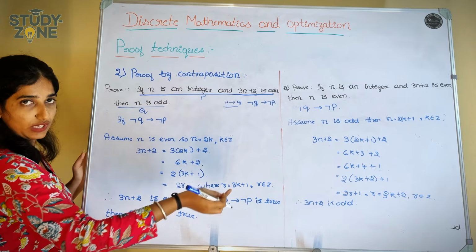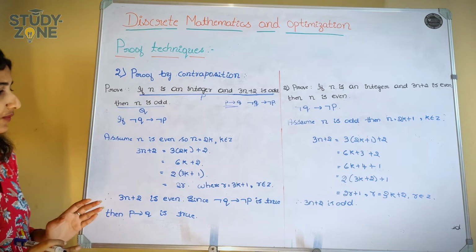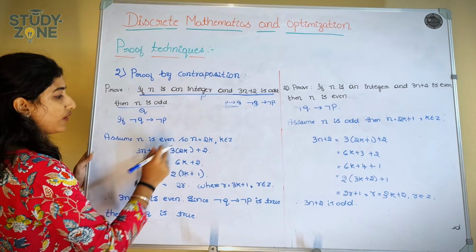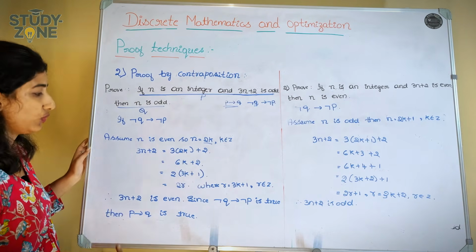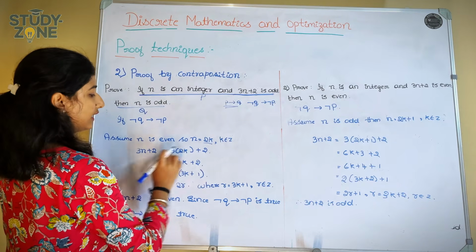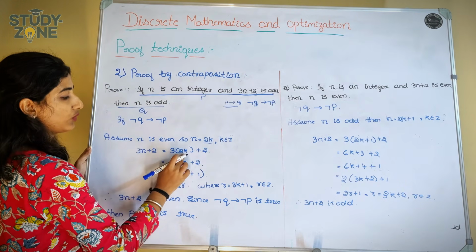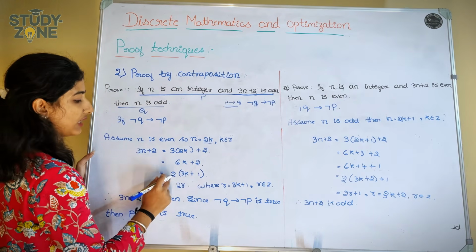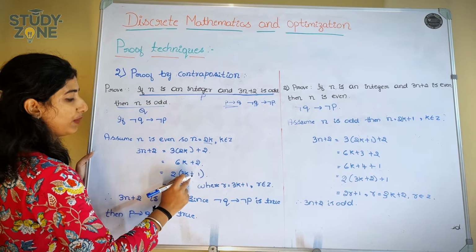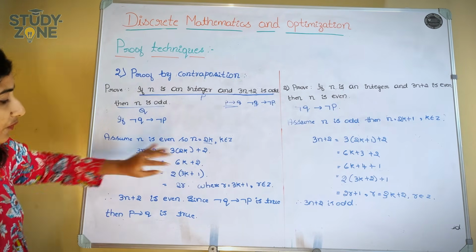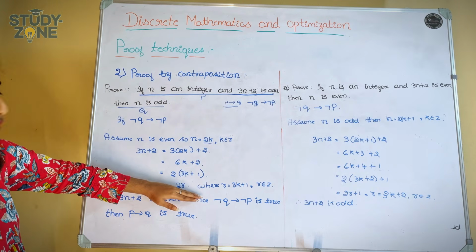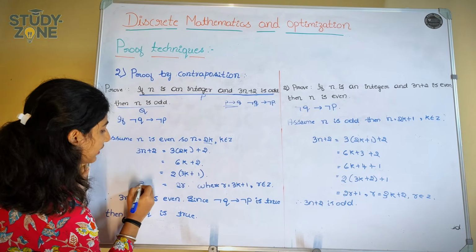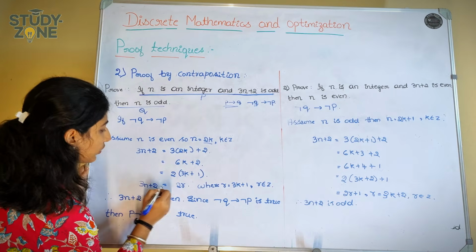So n equals 2k, where k belongs to Z. Here we have 3n plus 2. What is the value of n? We have n equals 2k. So 3 into 2k plus 2. 3 into 2 is 6, so 6k plus 2. Here I am taking 2 common outside: 2 into 3k plus 2 into 1. So I am replacing 3k plus 1 with 2r. So now we have n equals 2k, and 3n plus 2 equals 2r.